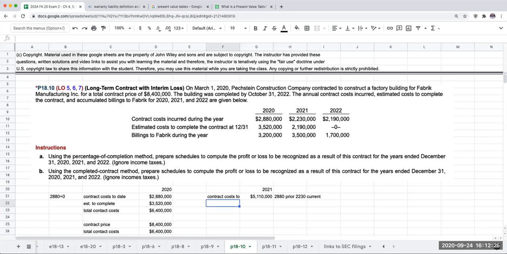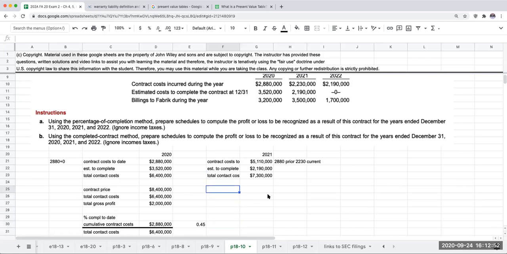Perfect. My estimated cost to complete for this is right over here at 2,190,000. Okay, perfect. So my total contract costs are going to be 5.11 million plus 2.19 million, or $7.3 million.